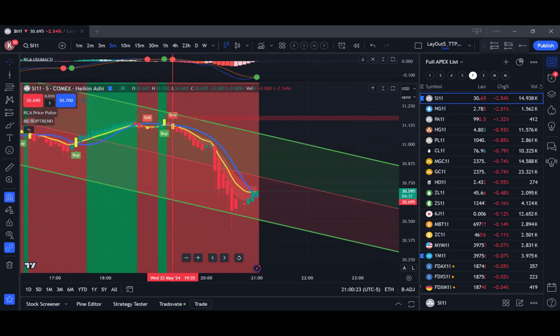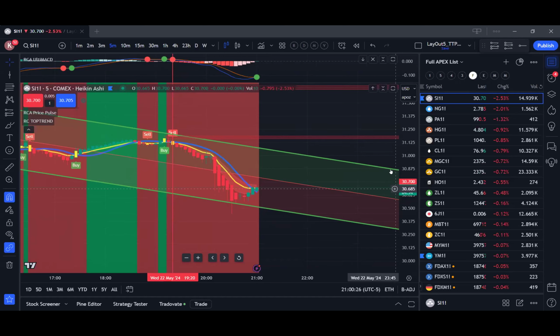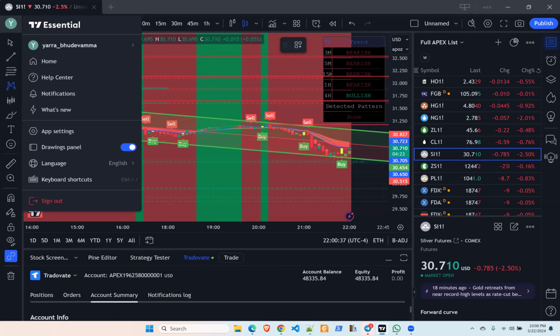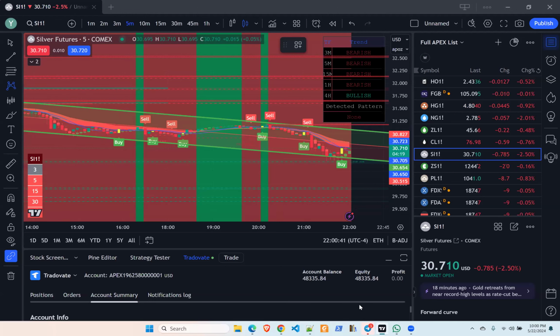Can I share my screen? Yeah. But you can use any one of them. You can go to top trend, disable those RC candles, and just enable Heikin Ashi. Okay, got it. Thanks.